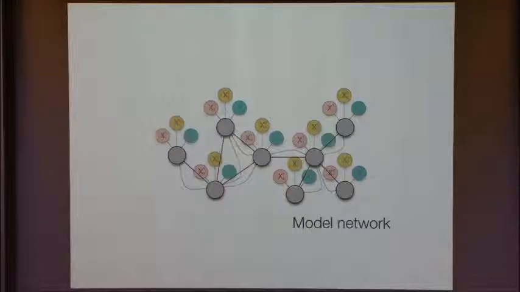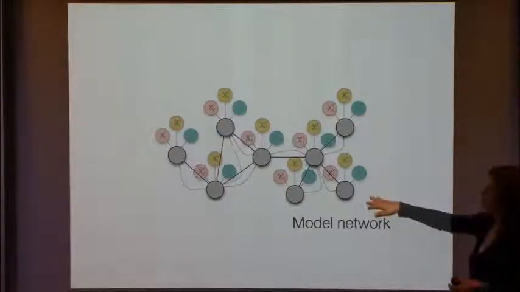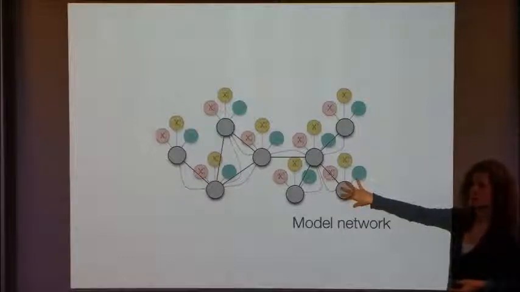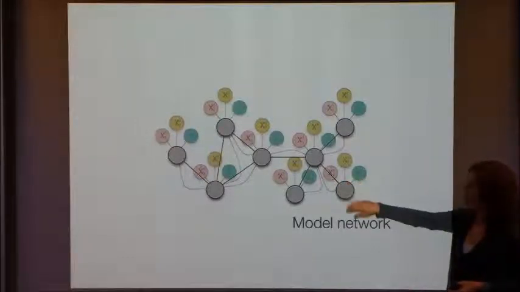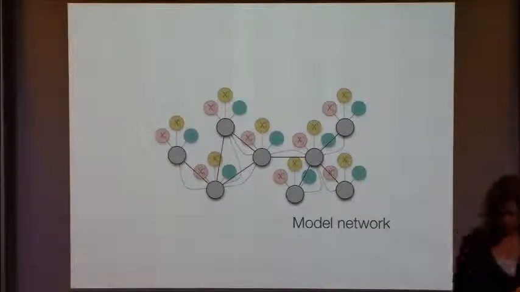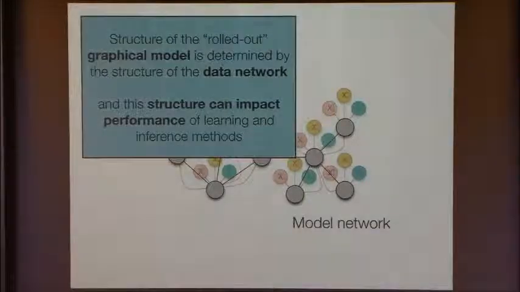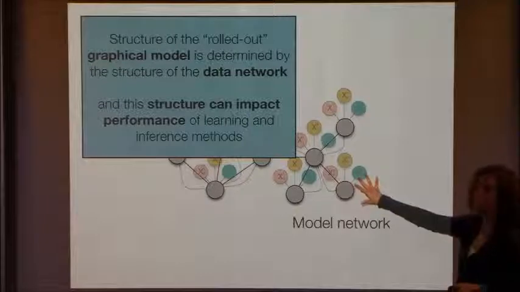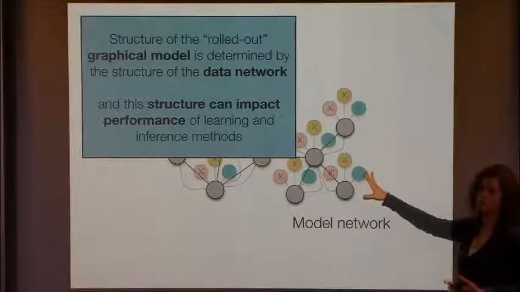Oh, and I had that animated to just show you here. This was the underlying data network that a lot of networks people would present to you and talk about modeling, right? So the key point that I want to make here is that the structure of this rolled out graphical model that we're going to use for learning and inference depends on the structure of the data network that we're using for analysis. And this particular kind of structure can impact the performance of our models.